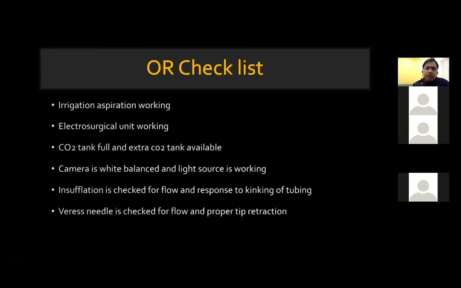Before you start to do any operative procedure, there is a checklist, like a WHO checklist. Check whether these things are working well: whether the electrosurgical unit is working well, the suction irrigation is working well, the CO2 tank is full, the camera is white balanced, and insufflation is going well, and the Veress needle is checked for the flow and tip retraction. These are very important checklists that you must ensure are in proper condition before you start to embark on a procedure.